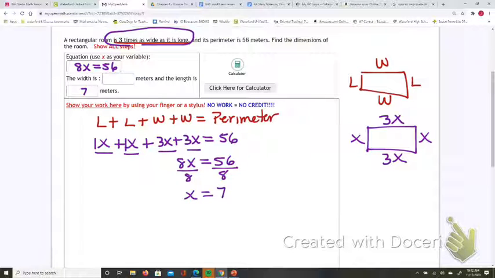So we're going to go over to our picture, and we're going to make a new picture. So our x was 7. Well, then this side is going to be 3 times 7, and this side's going to be 3 times 7. So 3 times 7 is 21, which means the width is 21. Okay, again, make sure you have all of the work before you submit and move on to number 4.